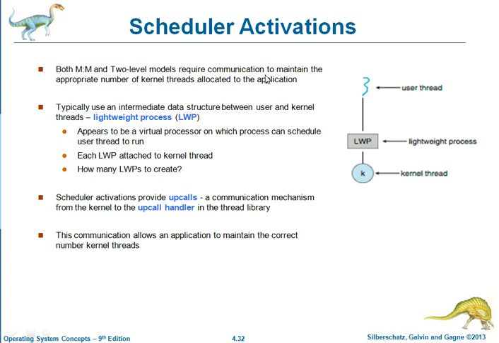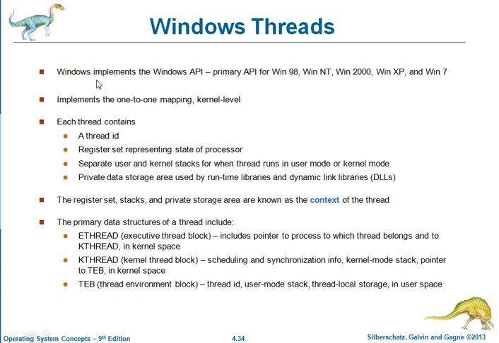identifying a specific thread. Windows implements the Windows API, which is the primary API for the family of Microsoft operating systems like Windows 98, NT, 2000, XP, as well as Windows 7. Much of what is mentioned in this section applies to the entire family of operating systems. A Windows application runs as a separate process, and each process may contain one or more threads. The Windows API for creating threads is covered in each user-level thread that maps to an associated kernel thread.